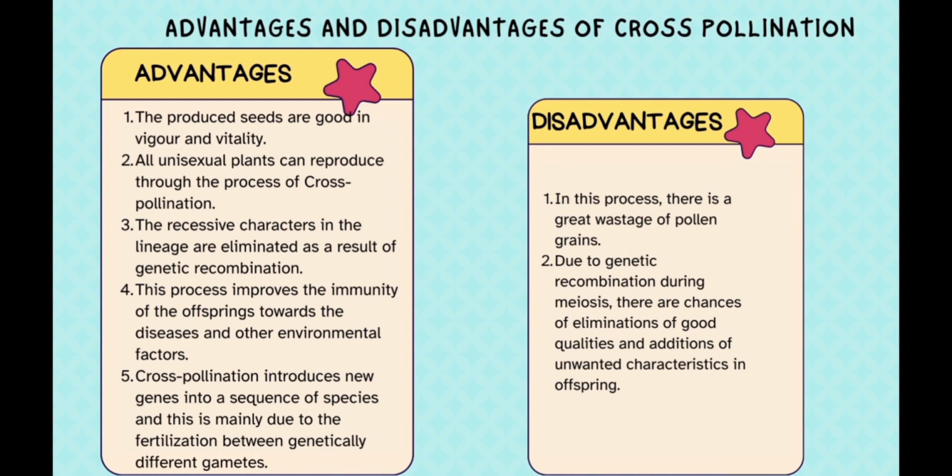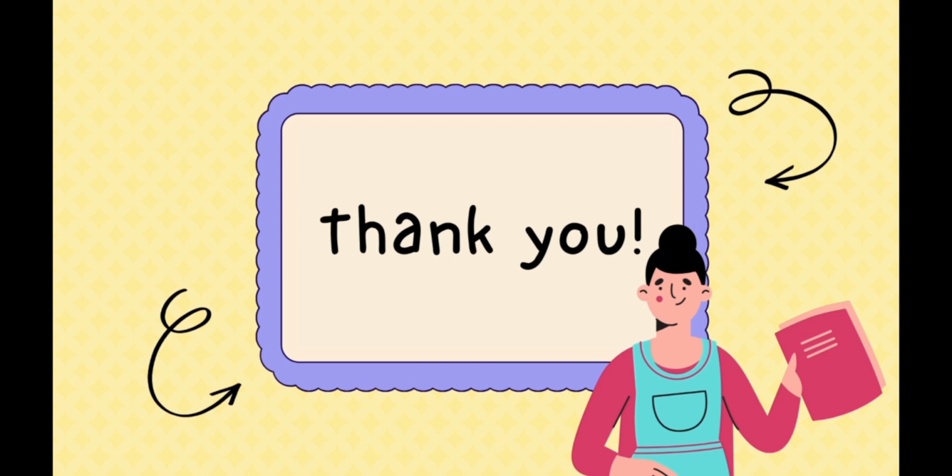Cross pollination introduces new genes into a sequence of species, and this is mainly due to the fertilization between genetically different gametes. Disadvantages: in this process, there is a great wastage of pollen grains due to genetic recombination during meiosis.